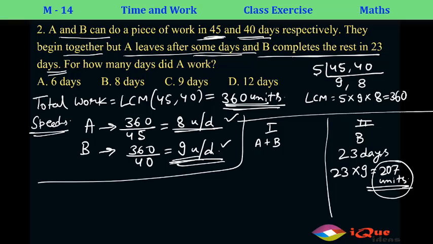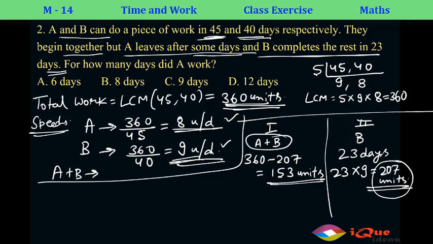That means the rest of the work was done earlier, right? Now what is the rest of the work? It is 360 minus 207, which is equal to 153 units. This 153 units of work is done by A and B together, and the combined speed of A and B, from here you can see, will be 8 plus 9, that is 17 units per day.